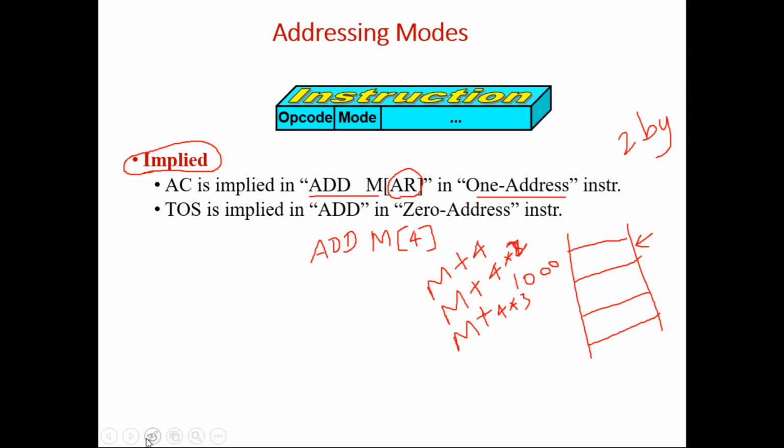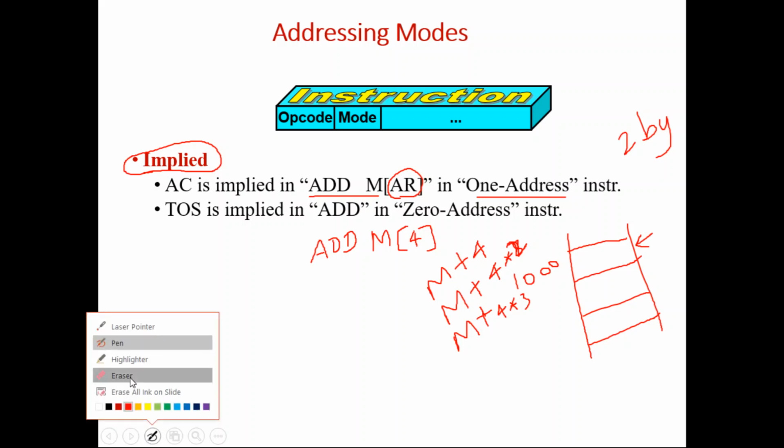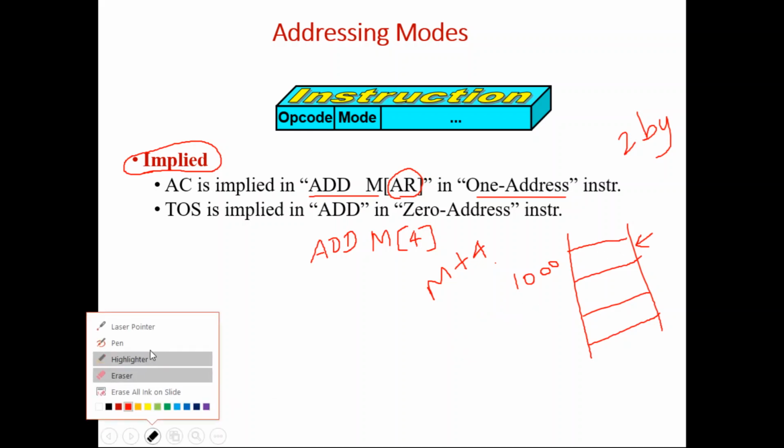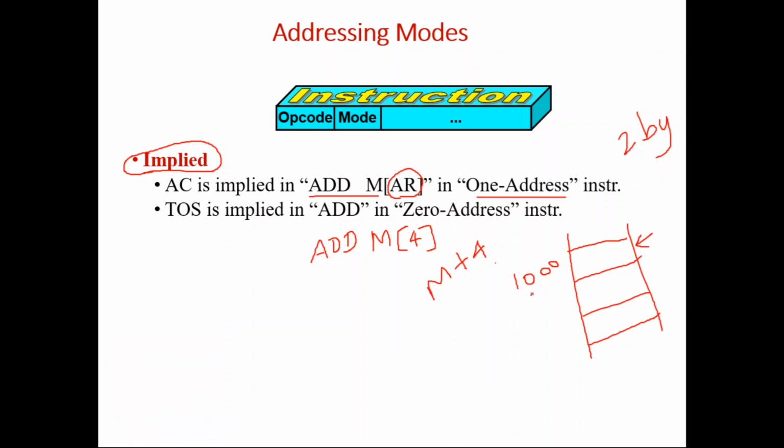For simplicity, for understanding purpose, let us assume the word size is 1 byte only, that is each instruction occupies only 1 byte in the memory, right? So M plus 4 means it refers to the address. M is 1000, M plus 4 is 1004, so it refers to the location 1004. Now what does it mean? Add 1004 means what? Already we have discussed.